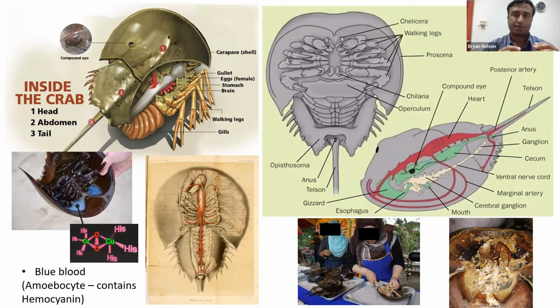The horseshoe crab blood, the moment it contacts with the air, it starts coagulating, and this is what we will get. And why it has this blue color, it's because of hemocyanin. It's a blood pigment. So this pigment is very exclusive to some organisms, but for the horseshoe crab, it's appearing as blue.